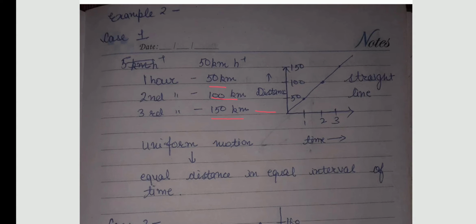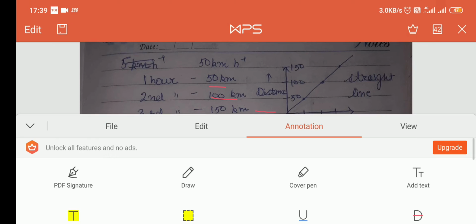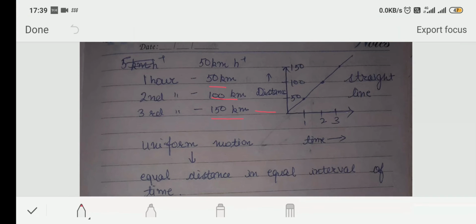So in the PDF you will find this definition: an object is said to be in uniform motion if it covers equal distance in equal intervals of time. See here, for equal intervals, I am taking 1 hour, 2 hours, 3 hours. I am not taking 1 hour then 1.5 hours or 1.8 hours. I always take a 1 hour difference. So that's why I have included equal interval of time.